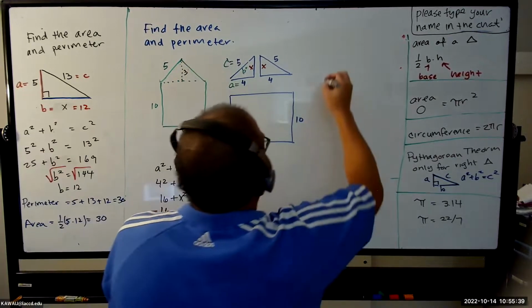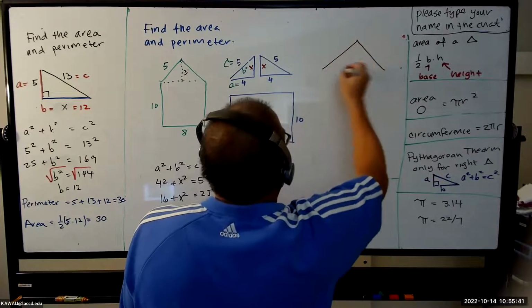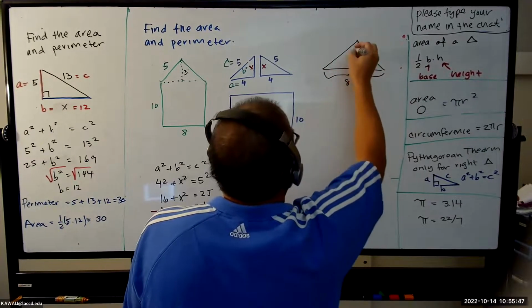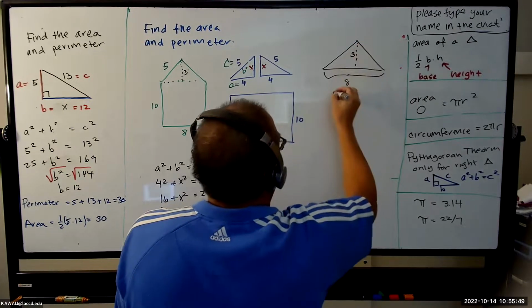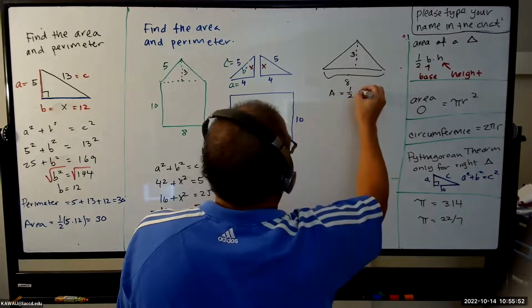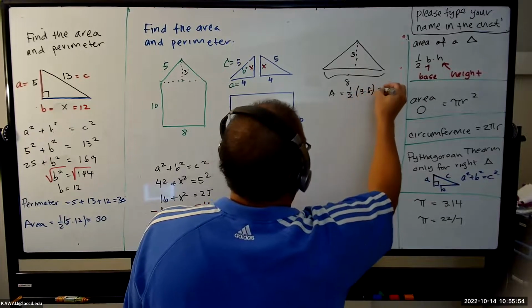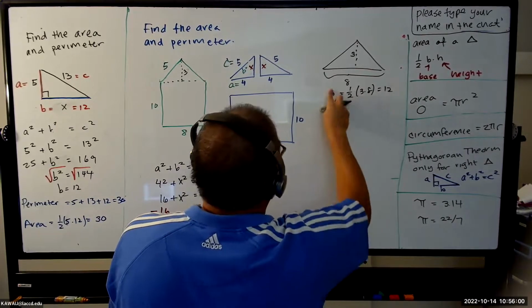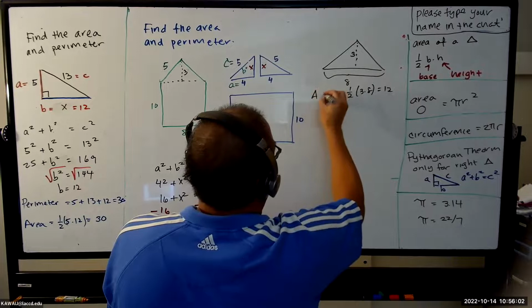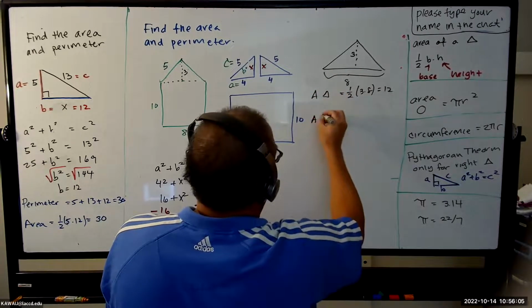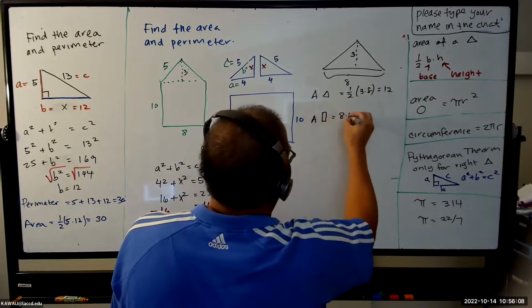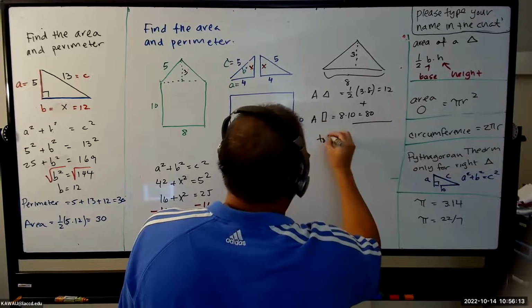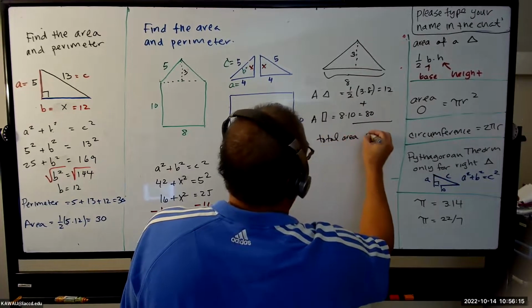Okay. So I have this large triangle. You can treat it as a small triangle, that's fine. I'm going to treat it as a large triangle. And this is going to be 3. And my area is going to be 1/2 times 3 times 8, which is equal to 12. So this is the area of the triangle. And the area of the rectangle is equal to 8 times 10, 80. So when I add these up, I get total area is equal to 92.